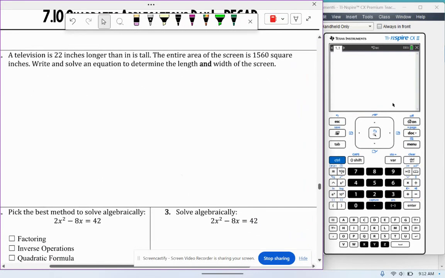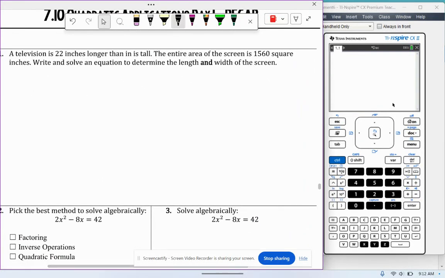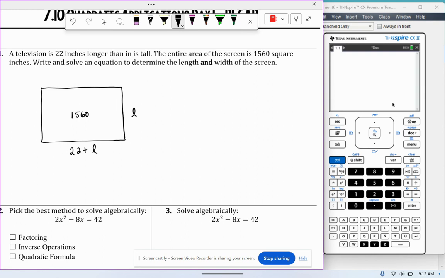All right, so a television is 22 inches longer than it is tall. This is the TV. Hello. We don't know how tall he is. Let's just call that L. But his width is 22 inches longer than he is tall. Okay. The entire area of the screen is 1,560 square inches. I always put area in the center of the figure and give it a little circle. Write and solve an equation to determine the length and width of the screen.